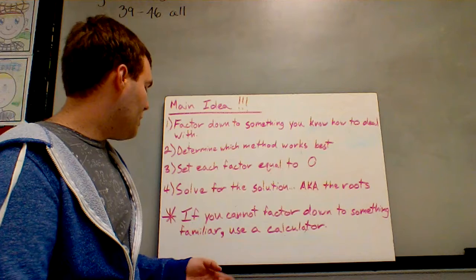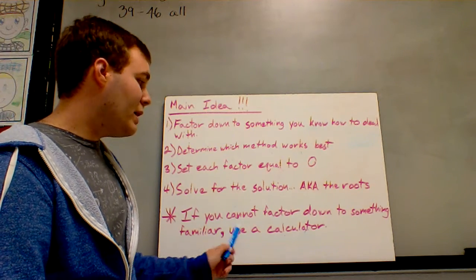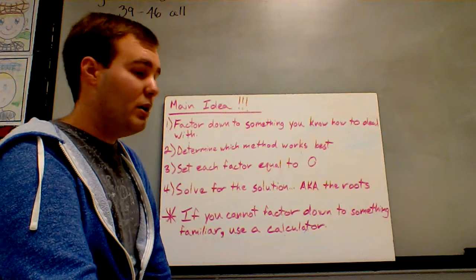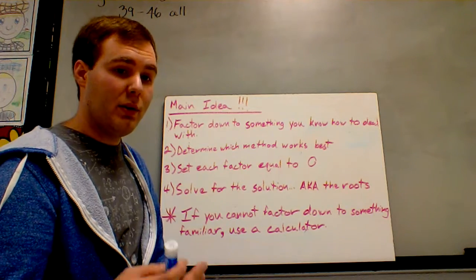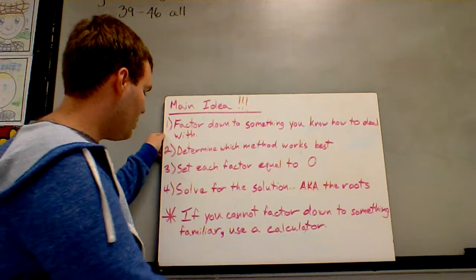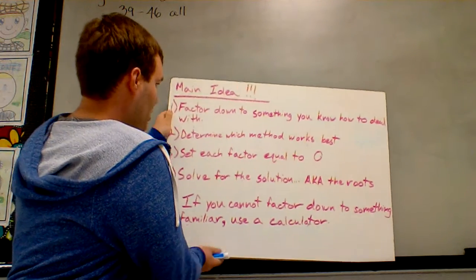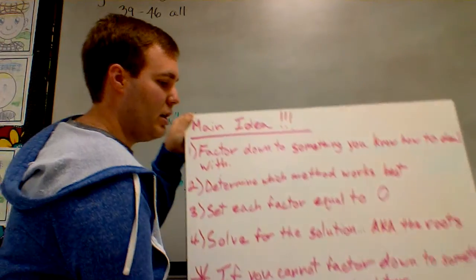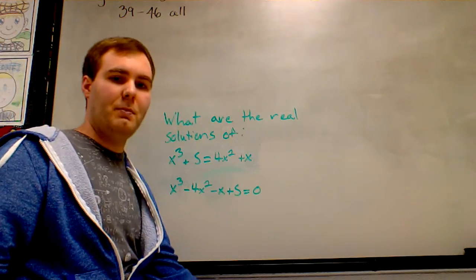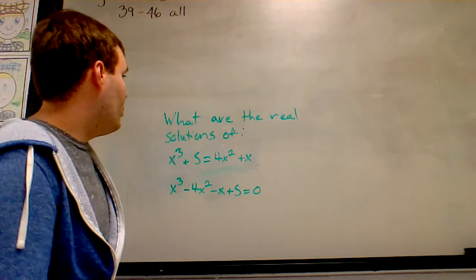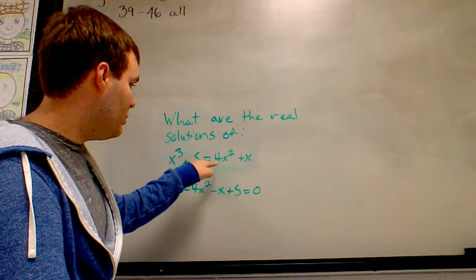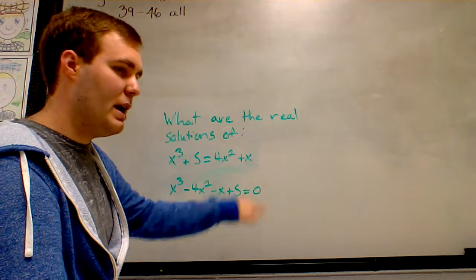And then my big star here is if you can't factor it down to something familiar, you need to use a calculator. So I actually have a quick thing to go through with you on the calculator. So let me move all of these boards. Reveals kind of a hidden problem I wrote on the board. Okay. So this is my problem. What are the real solutions of x cubed plus 5 is equal to 4x squared plus x?